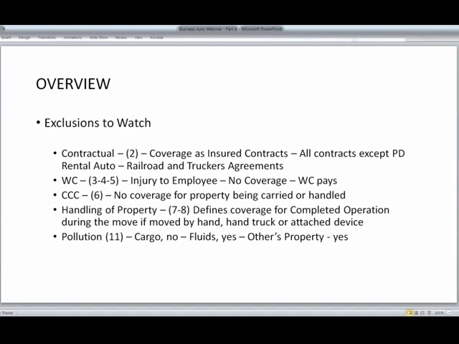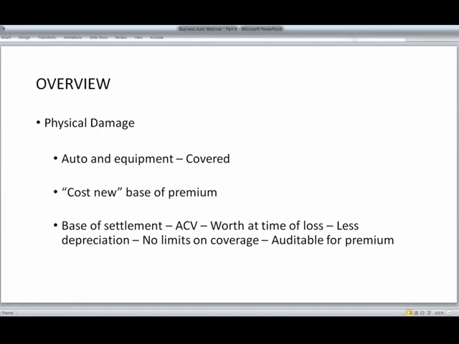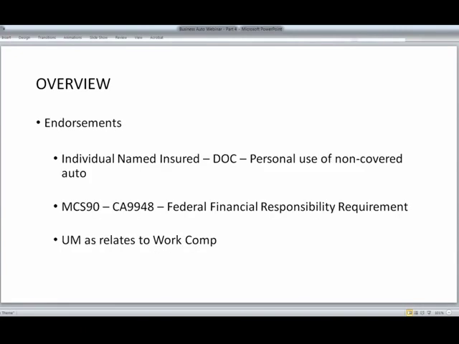Exclusions to watch are contractual, work comp, care, custody or control, the handling of property as it relates to the general liability coverage, and the pollution. Physical damage, we cover the auto and equipment. Cost and use, the base of premium, base of settlement, ACV, worth at time, no limited coverage. And then the endorsements we talked about, the driver of the car coverage, and UM and underinsured. We did not talk about the buyback for the pollution, the CA 9948 that we talked about.